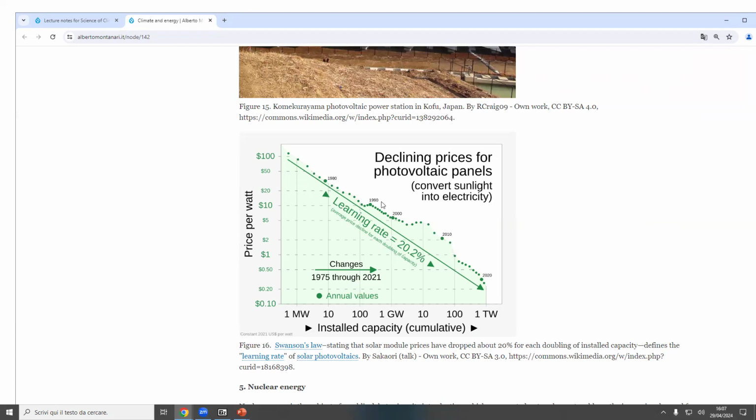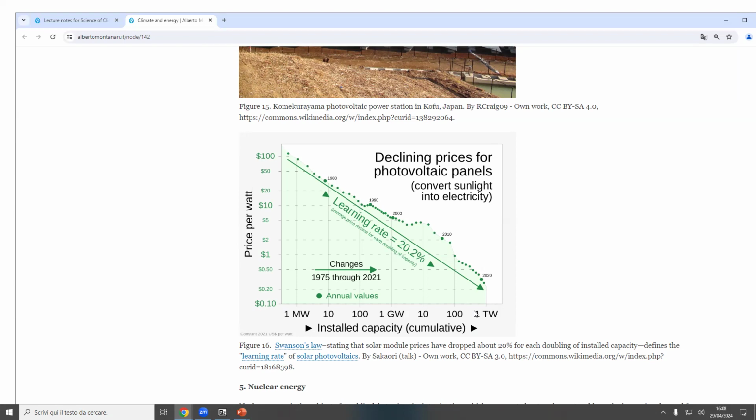1980, the price, 1990, 2000, 2010, and 2020. And you see that from 2010 to 2020, we passed from about $2 per watt in terms of price for these panels, and now we are at 1/5 of a dollar per watt in only 10 years. So it means that indeed, as we expand this, it becomes more sustainable in terms of cost.